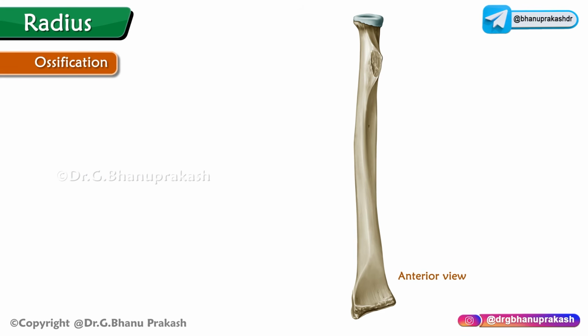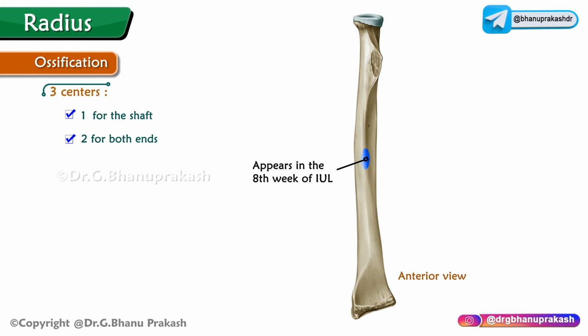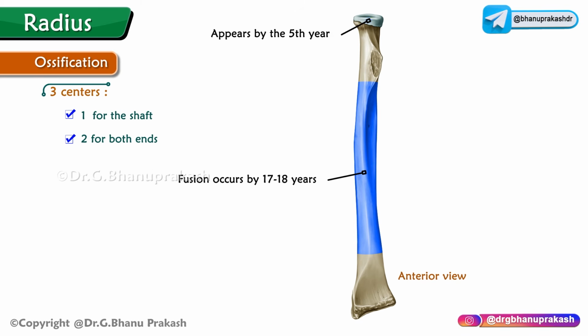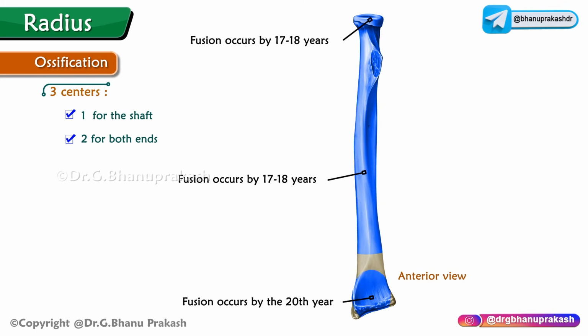Ossification. The radius is ossified in three centers, one for the shaft and two for both the ends. Ossification center for the body. It appears in the center at the 8th week of intrauterine life, and fusion occurs by 17 to 18 years. For the upper end, it appears by the 5th year. Fusion occurs by 17 to 18 years. Lower end appears by the 2nd year and the fusion occurs by the 20th year.